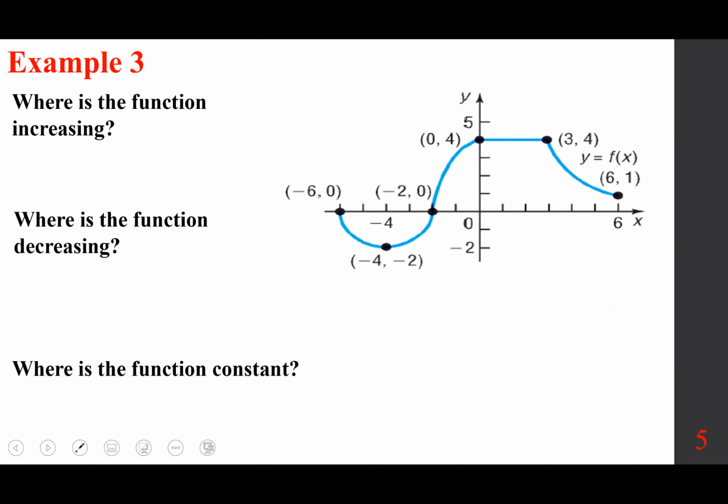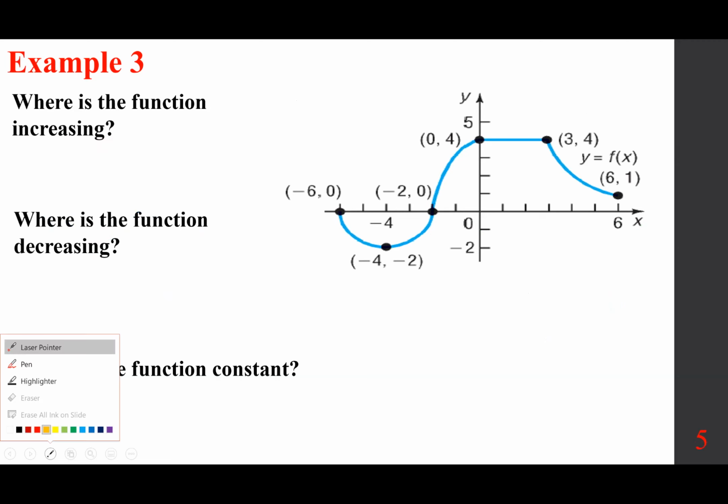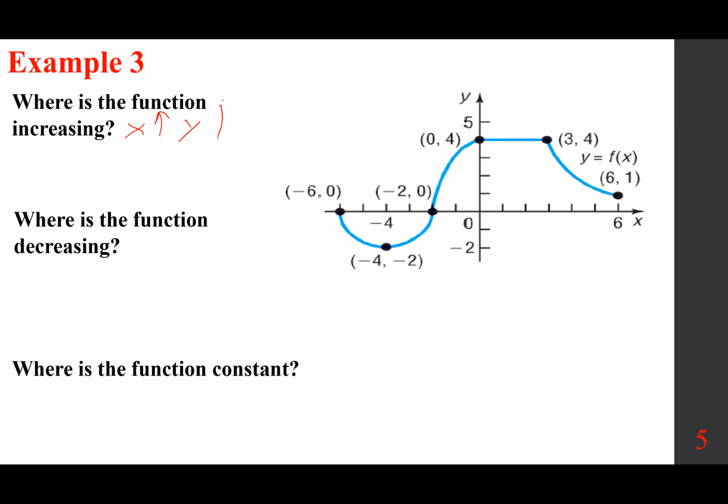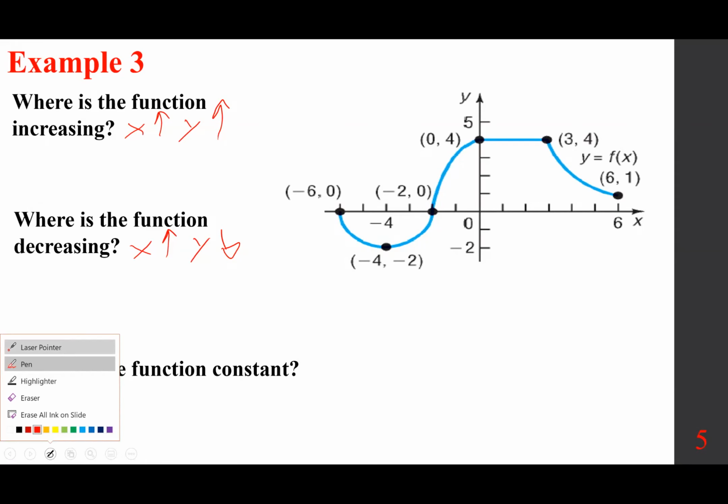We are given the following graph, and we want to see where the function is increasing, decreasing, and so on and so forth. Increasing, in short, when x goes up, y goes up. Decreasing when x goes up, y goes down. And constant as x changes, y remains the same, doesn't change.